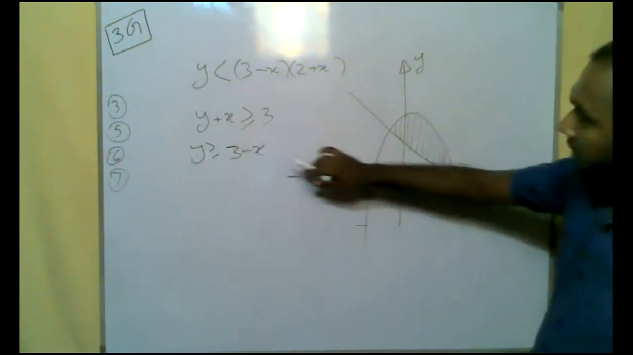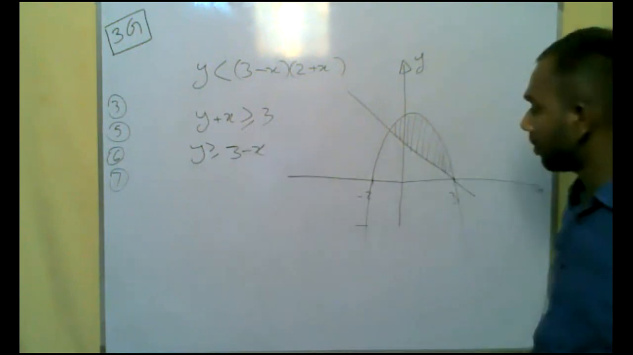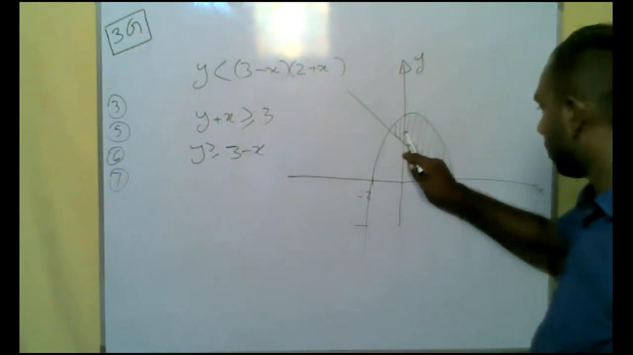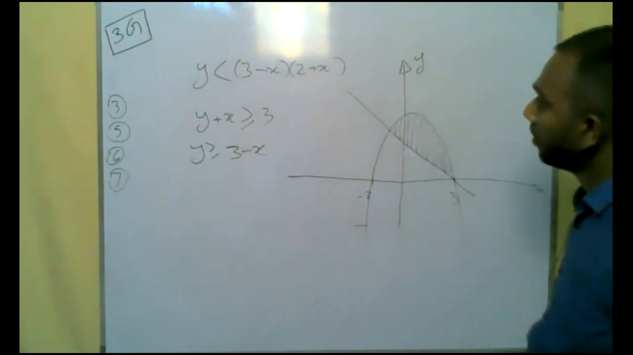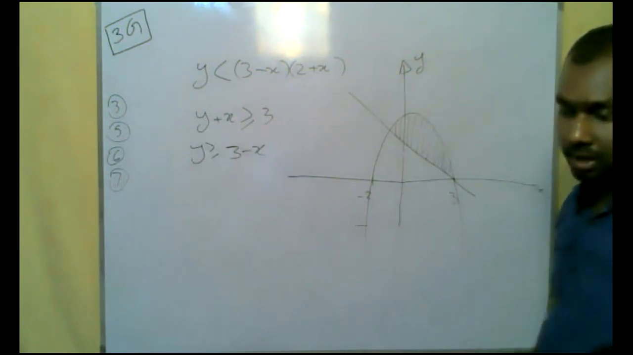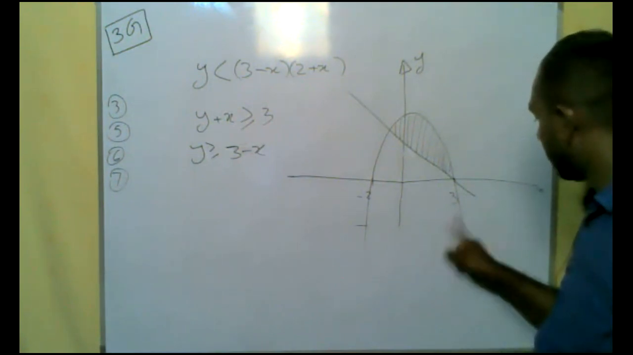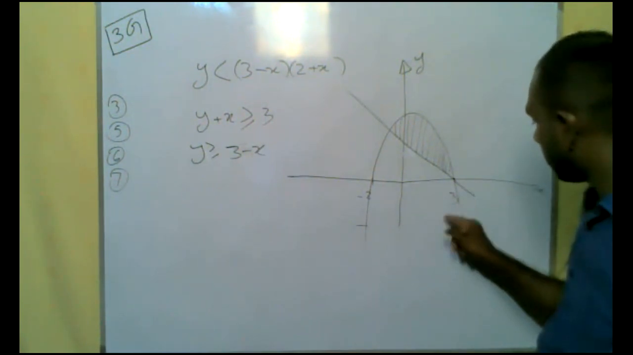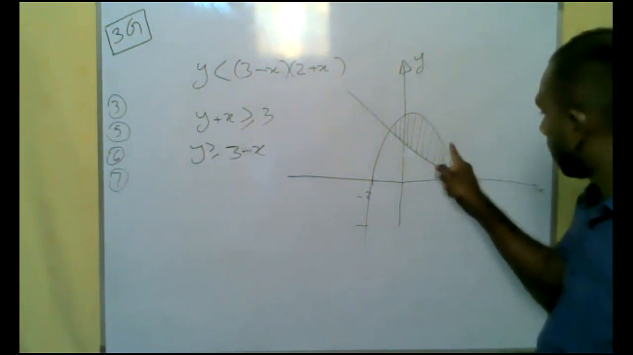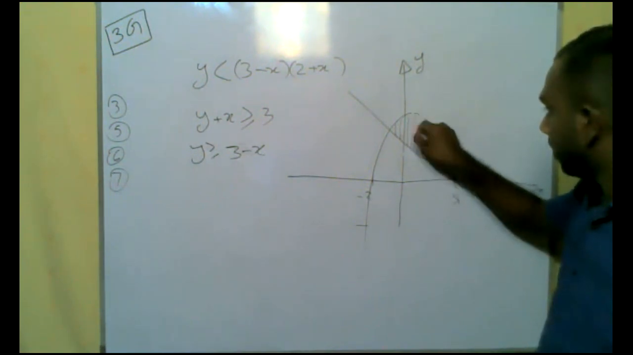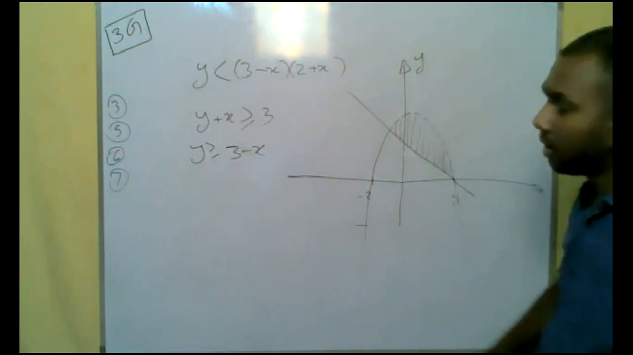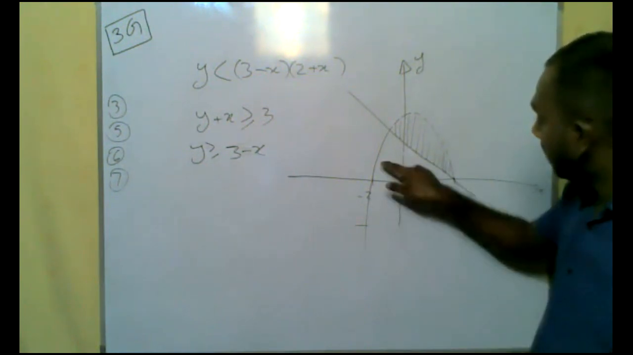For this straight line, it said it can be equal also, so it does not need to be a dashed line. But for the curve, what do we need? We need a dashed line because it is not equal, it should be less than. So for this part, it is mandatory to draw it in a dotted line.